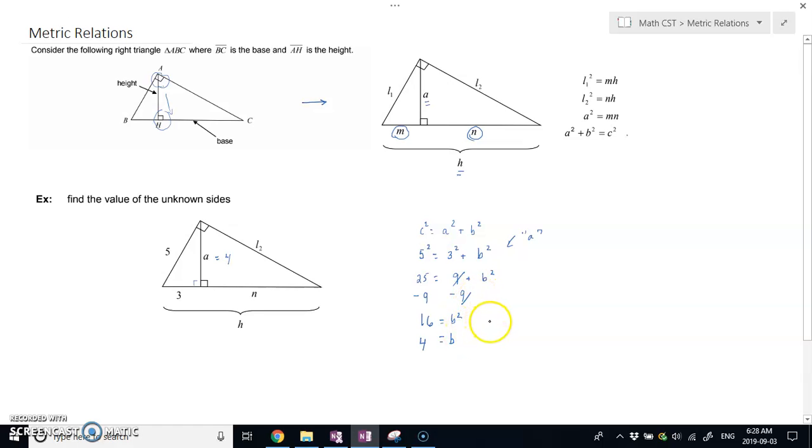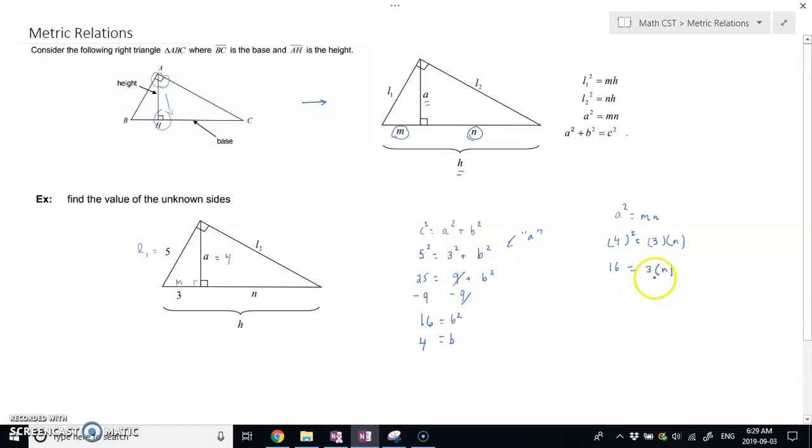Now my next question might be how do I find the values for L2, N, and H? Well, I notice that I do have A and I do have M. This one was L1, just to put all our labels on the picture. If I want to use the relationship A squared equals M times N, I might be able to find N, because I already know my A and my M. 4 squared equals 3 times N. So 4 times 4 is 16. Don't do 4 times 2. That's incorrect, and I see it often. It's 4 squared.